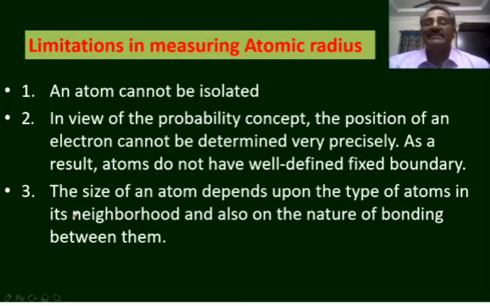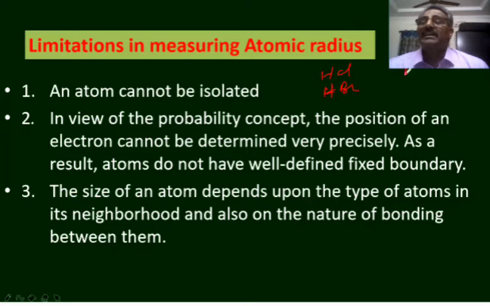Next one is, the size of the atom depends upon the type of atoms in its neighborhood and also the nature of bonding between them. That is, the atomic size of an atom is not same in all its compounds. For example, the compounds like HCl and HBr. HCl is a compound, HBr is a compound. The size of hydrogen atom may not be exactly same in HCl and HBr.